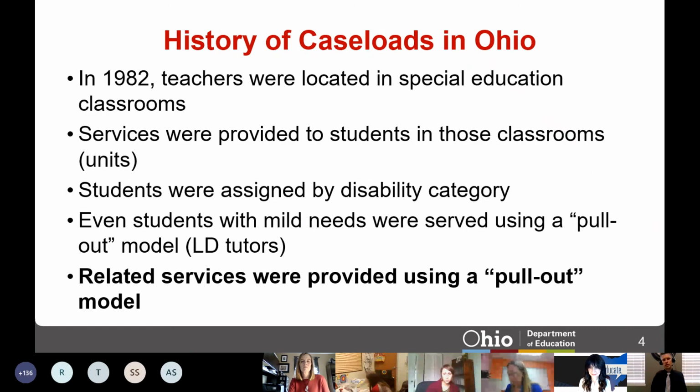And if you looked at the students that were on the milder end of the continuum, they were the ones that were primarily served using a pull-out model. So your LD tutors or your speech pathologist would do primarily pull-out. And that was the way things were done for many years.